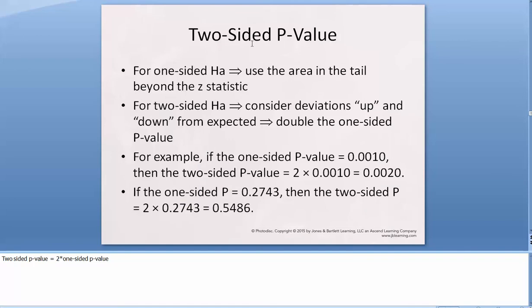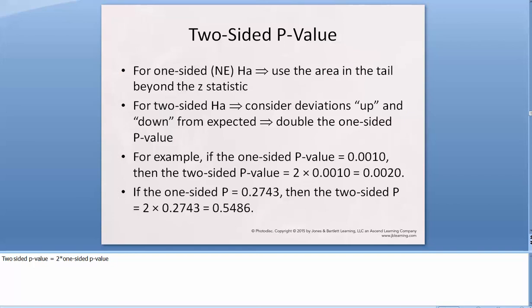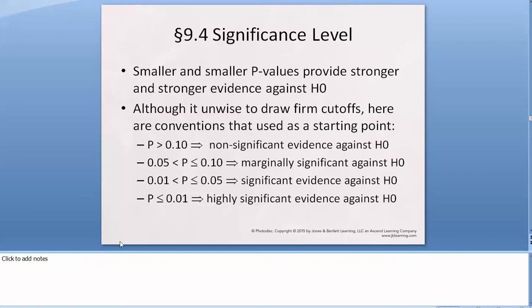Now, the two-sided p-value. If you have HA to be two-sided, like not equal, then the p-value should be multiplied by 2. Okay, so that is the mathematical side of it, but let's understand why we are doing it that way. As much as possible, we need to try to understand why we do things.